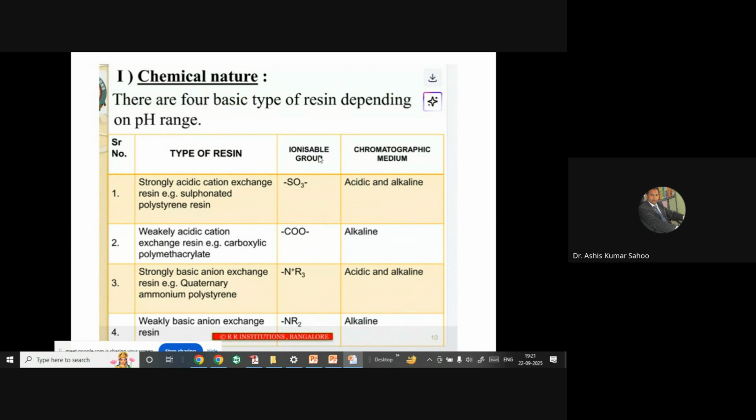Strongly acidic cation resin: sulfonated polystyrene resin. These are ionizable sulfate groups, so this can be acidic or alkaline in nature. Weakly acidic cation exchange resin: carboxylic polymer, acrylate, alkaline. Strongly basic anion exchange resin: tertiary amine type, acidic alkaline. Weakly basic anion exchange resin: alkaline.